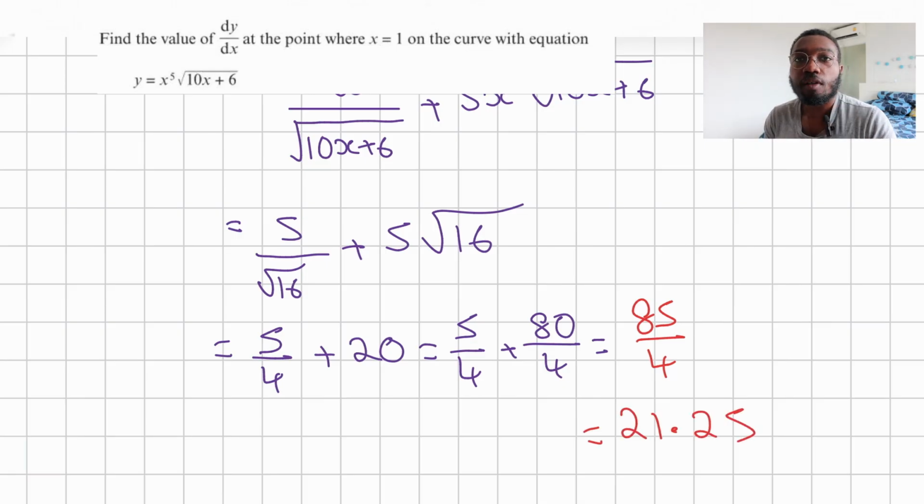Or if you want to write it in decimal form, that would just be 21.25. So that was a quick little lesson going over the product rule. Next lesson, we'll go over the quotient rule. So I hope you enjoyed this little lesson, and I will see you in the next.